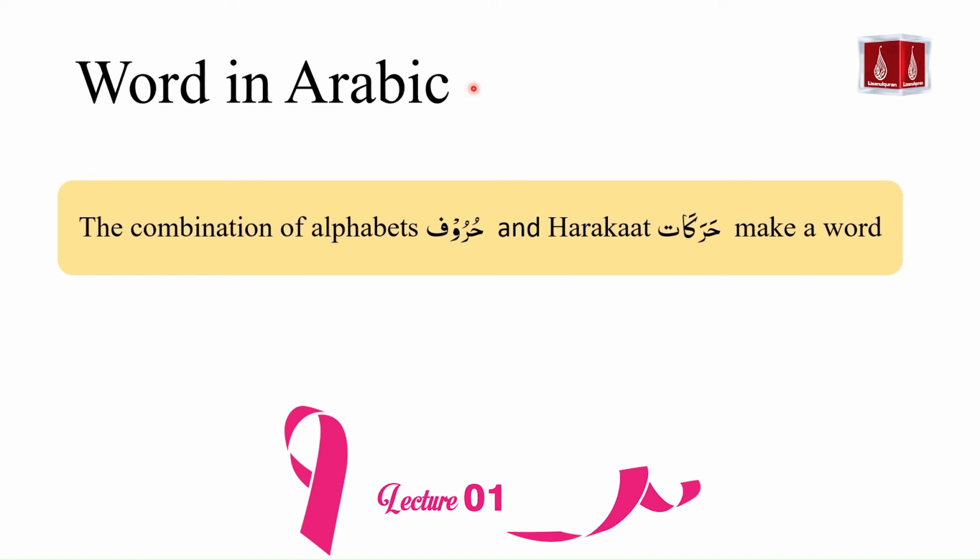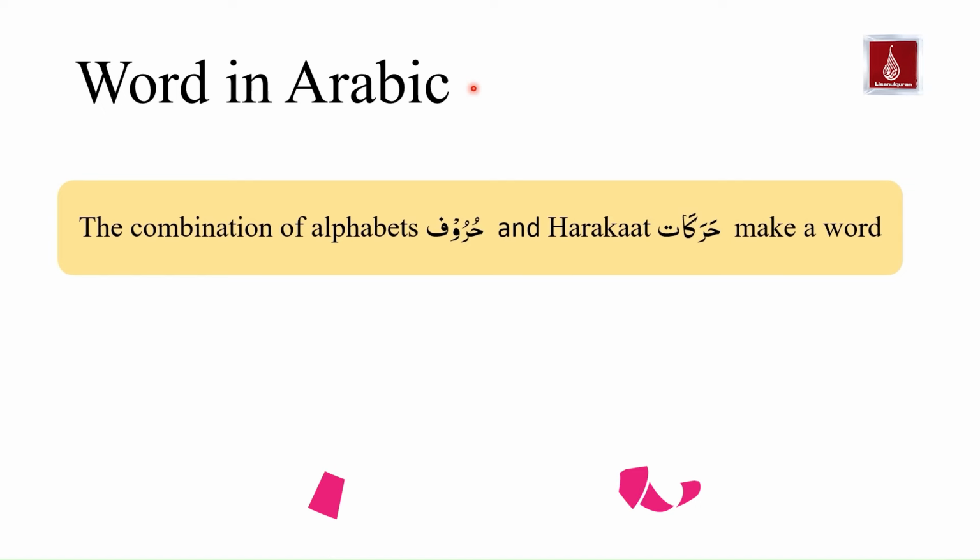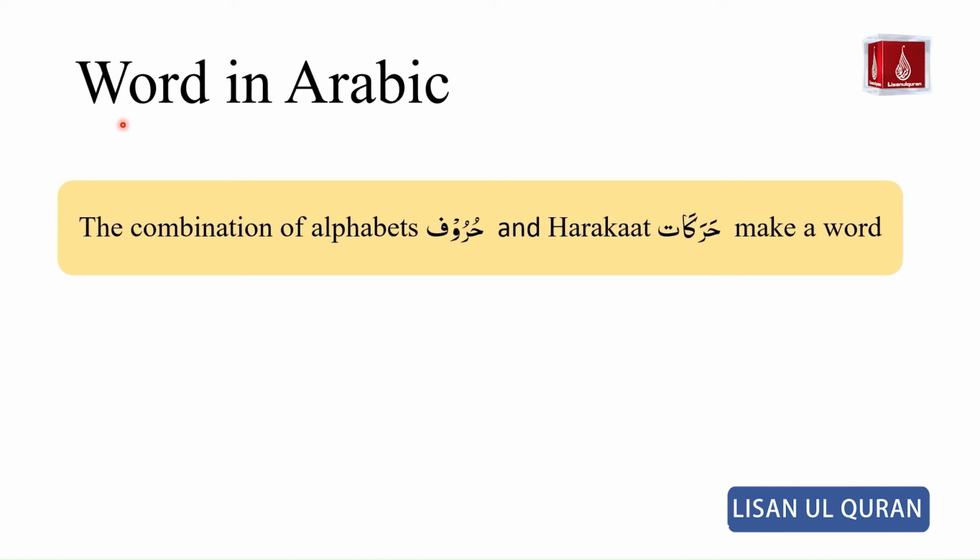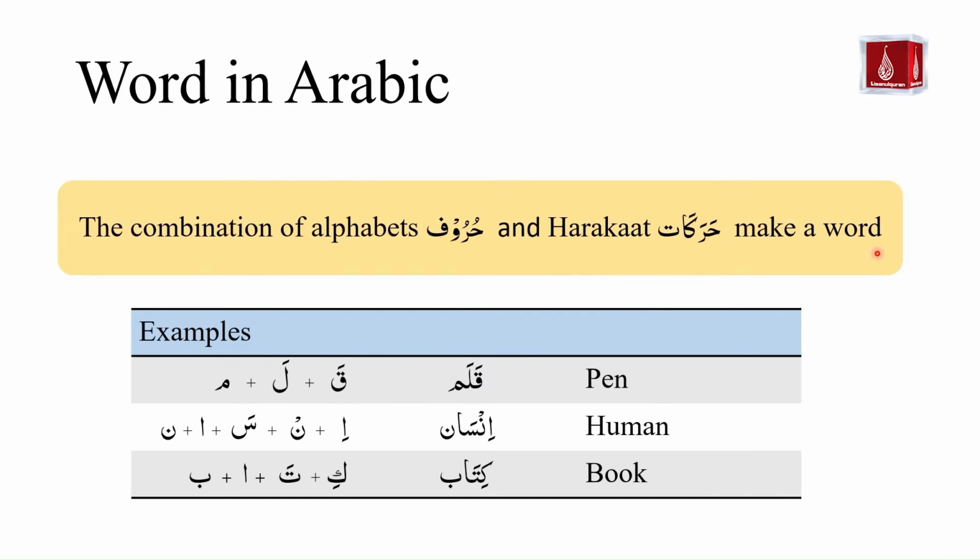Now that we have studied huruf and harakat, let us study the word. A word in Arabic is made by the combination of huruf and harakat. So we can say huruf plus harakat equals word. Let us look at some examples.